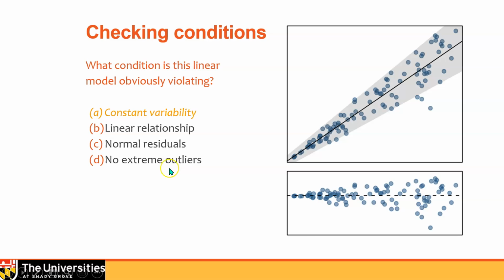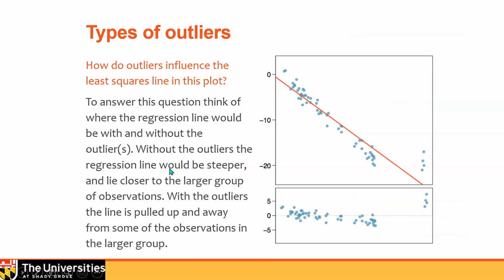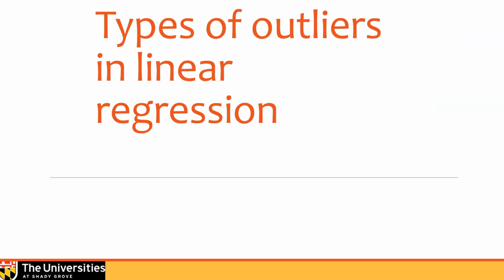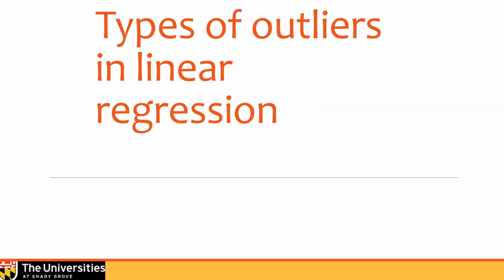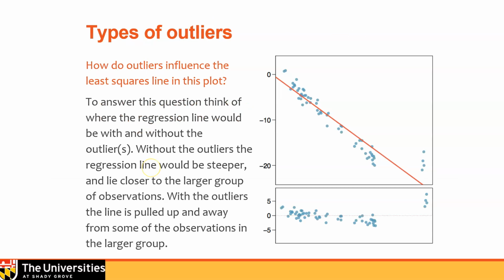Okay, so we've looked at those. Let's look now at our outliers, the types of outliers that we see in linear regression. How do outliers influence our least squares line? Sometimes it can totally change our line, sometimes not. So we need to think about how the regression line would work with or without outliers.